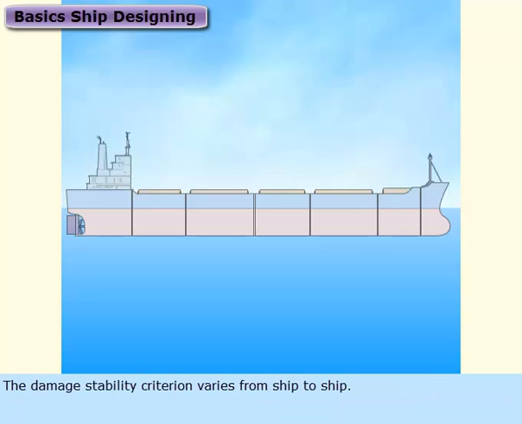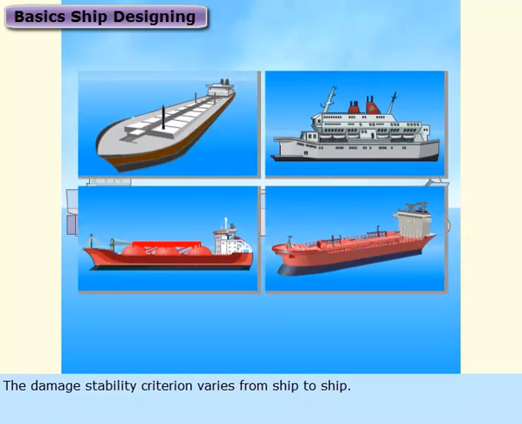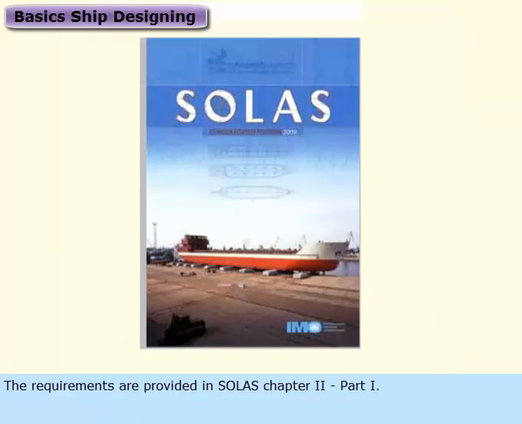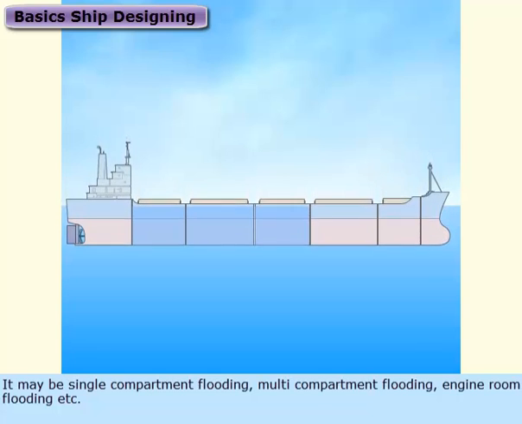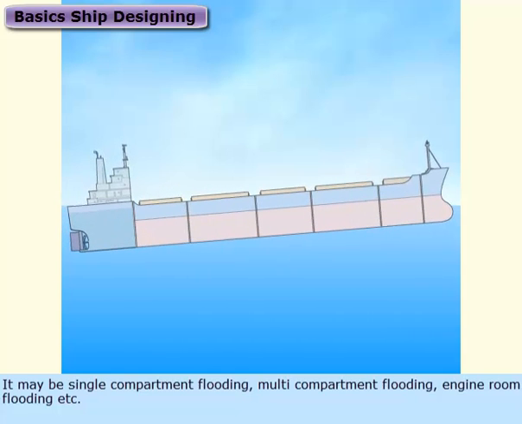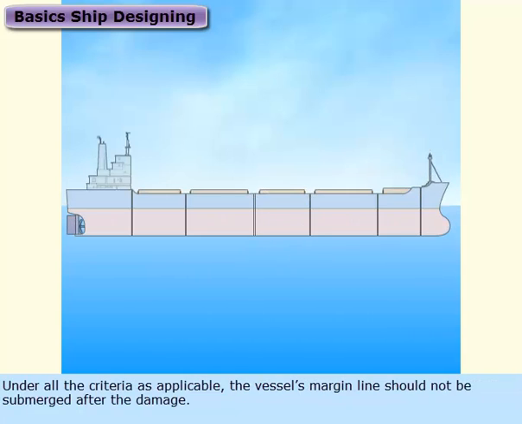The damage stability criterion varies from ship to ship. The requirements are provided in SOLAS Chapter 2, Part 1. It may be a single compartment flooding, multi-compartment flooding, engine room flooding, etc. Under all the criteria as applicable, the vessel's margin line should not be submerged after the damage.